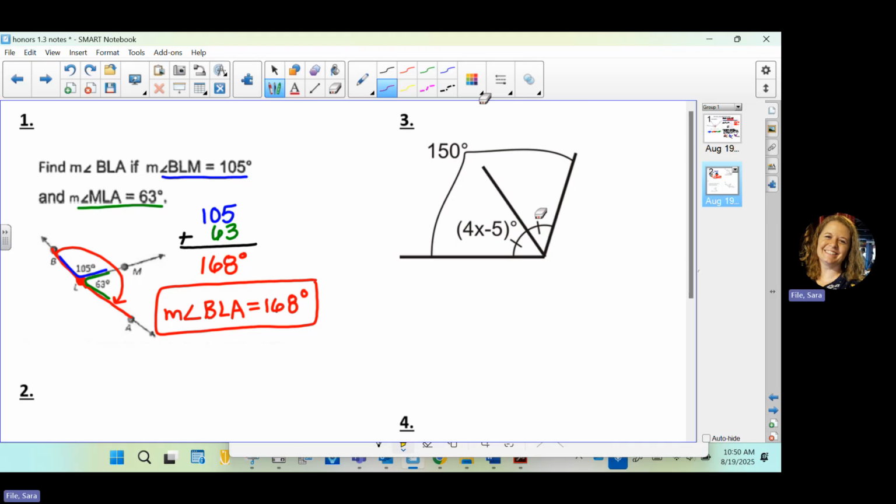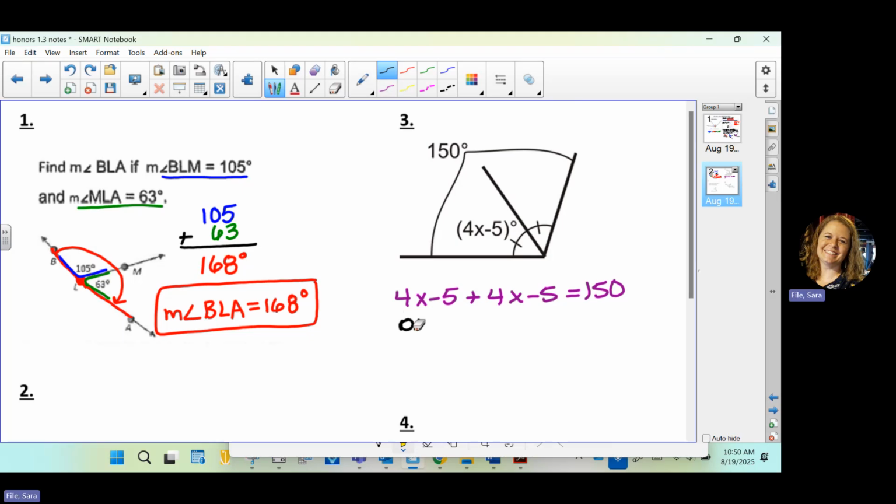Now, there are multiple ways to set this up. Some of you may prefer to write it this way. You have 4x minus 5, and then you have another 4x minus 5, and it should total 150. That's fine. You can do it that way. I am going to do it slightly differently. Another way, I'm going to put "or" here.